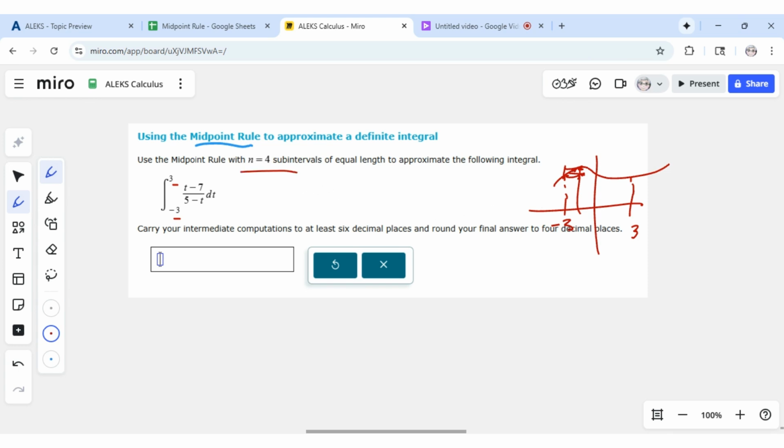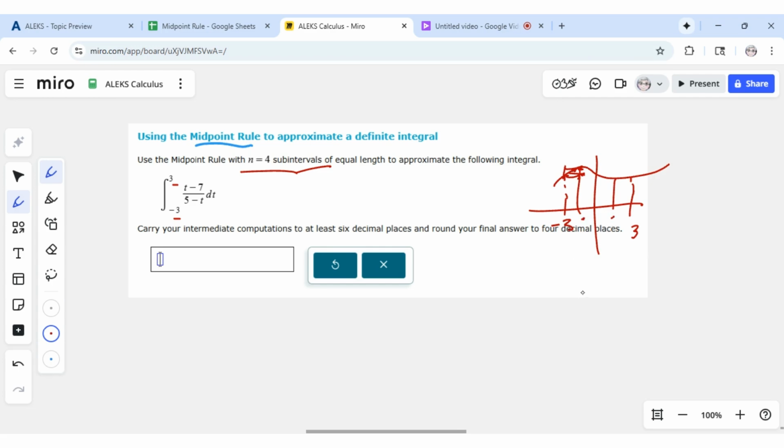So we want 4 subintervals, it says, and we want to use the midpoint rule. So let's see, we're going from -3 to 3. That's 6. So a rectangle is going to be 1.5 across, because 1.5 plus 1.5 is 3, and then another 1.5 and 1.5 is another 3, and that's 6. So there we go. So here we are right here at the point -1.5.